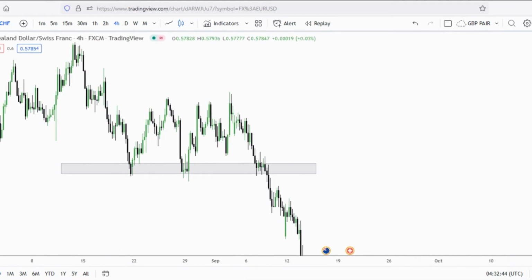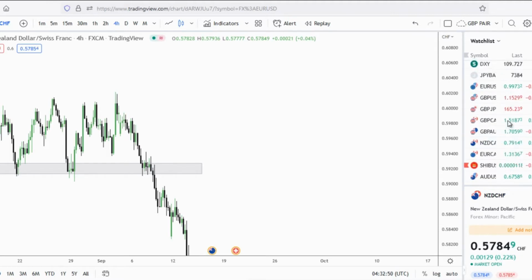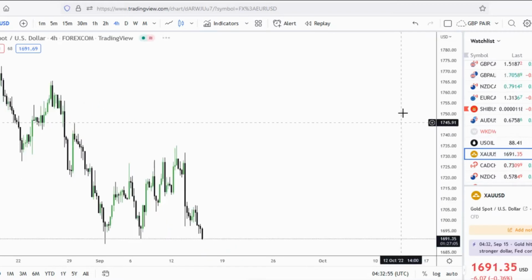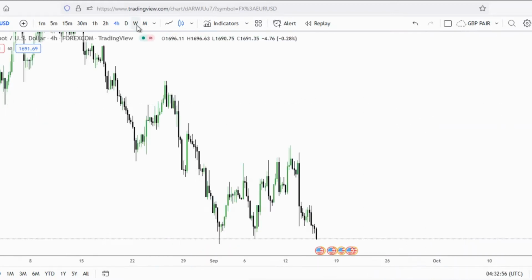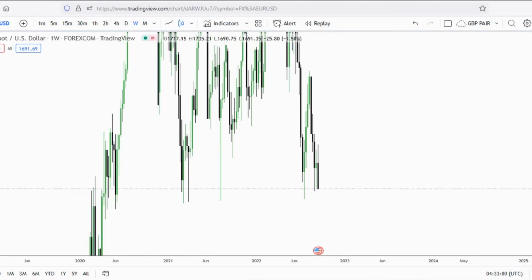Let me see another chart you can look out for this. I like to trade gold. Okay, let's open the gold chart. I'm not going to spend much time on gold.